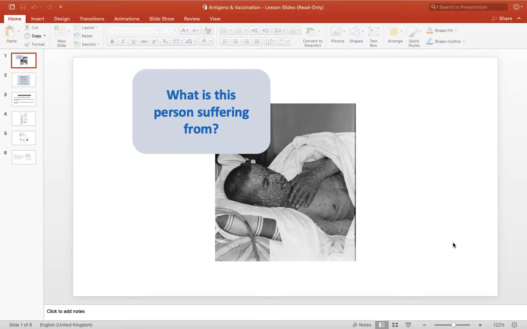Hello and welcome to this next lesson, looking at how our bodies protect us from communicable diseases. Last lesson we started by looking at how your body first of all protects you from having pathogens enter, which we call the physical barriers, and we also looked at how white blood cells protect us from communicable diseases. Before we start, I'd like you to pause the video and have a think about the question on the board. What is this person suffering from?